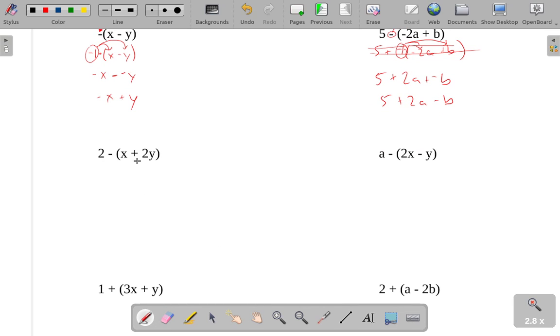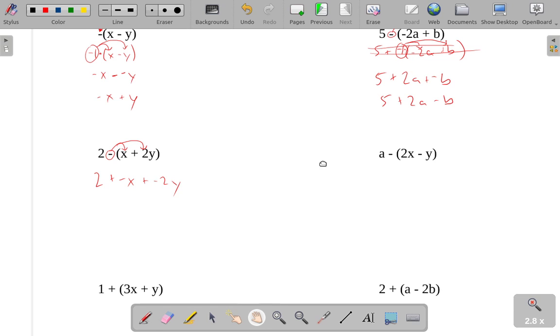Alright, so we have the same sort of pattern happening here. We are subtracting the contents of the parentheses, which means I need to distribute the negative. So I'll get 2, that's the stuff out in front. And I'll get plus the opposite of x and the opposite of 2y. That's pretty straightforward.